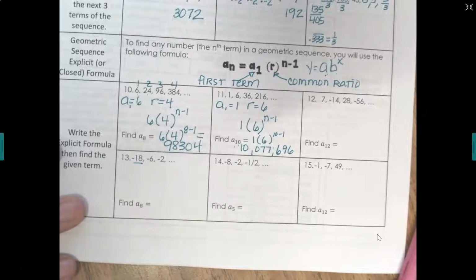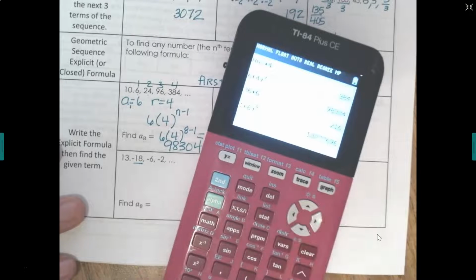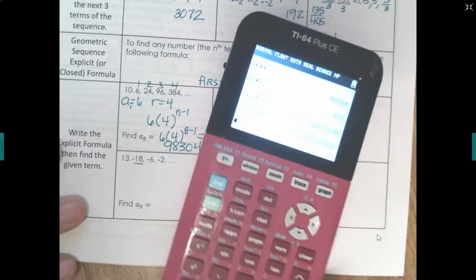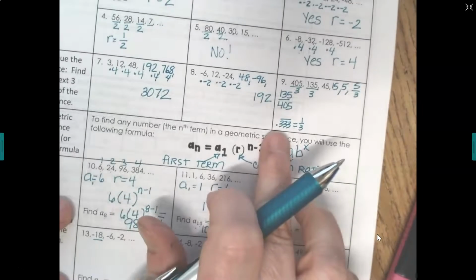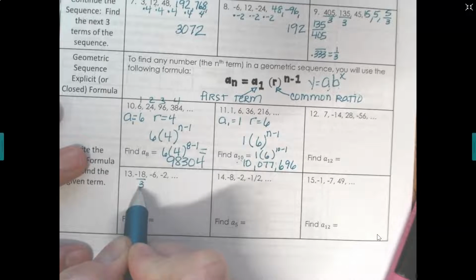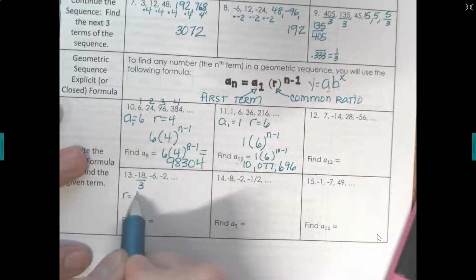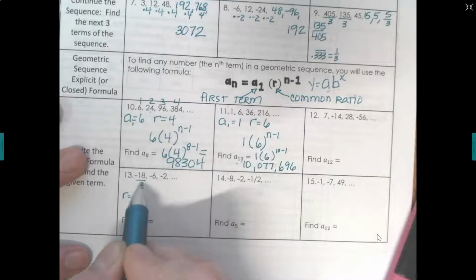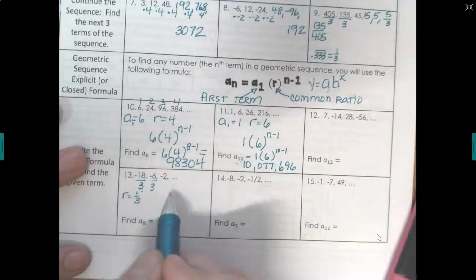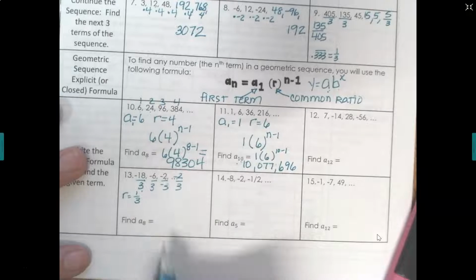If I'm not sure what I'm dividing by, I'm going to take the second number divided by the first number, and I got 0.333. Remember what I said up here, that 0.333 means 1/3. So you're actually dividing by 3. So your common ratio here is 1/3. Negative 18 divided by 3 is negative 6. Negative 6 divided by 3 is negative 2. Negative 2 divided by 3 will just be negative 2/3.